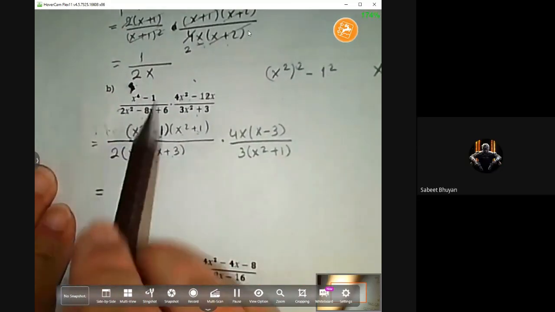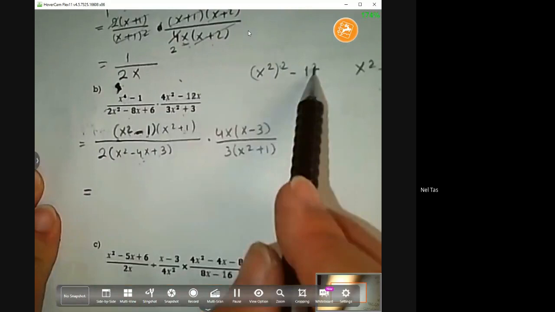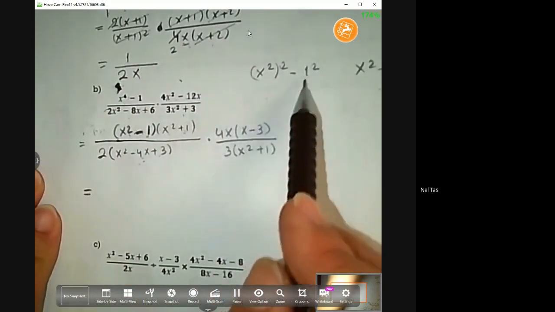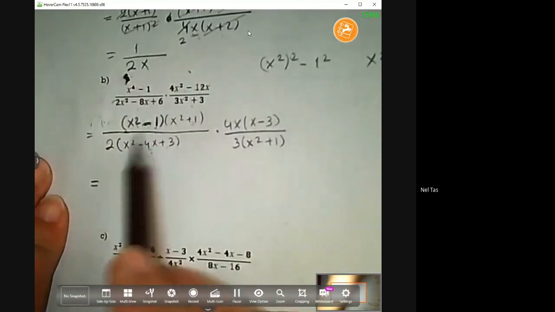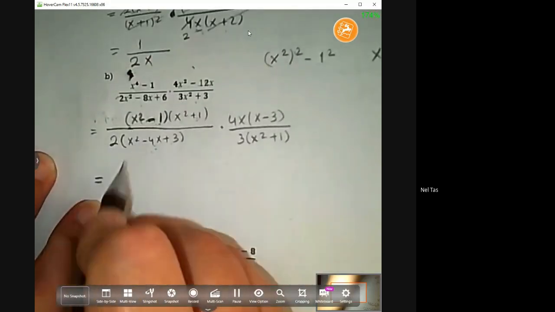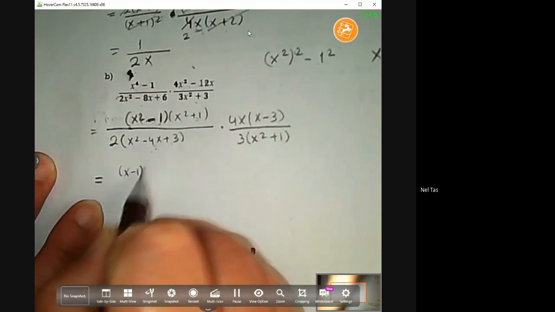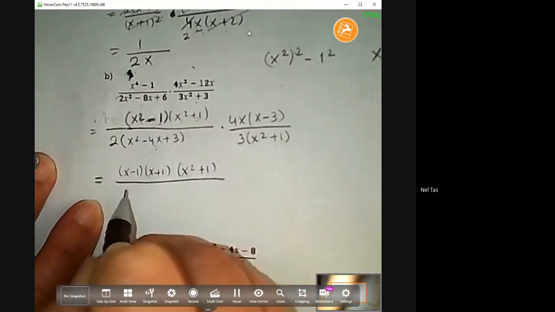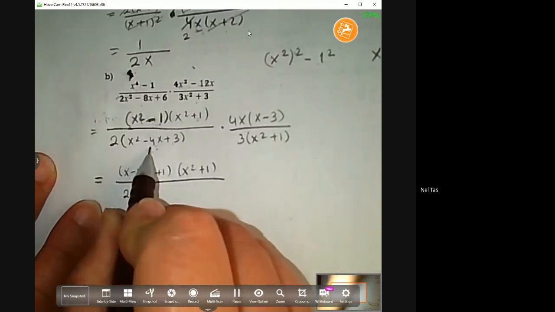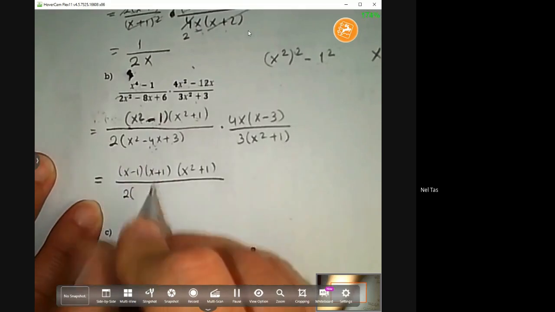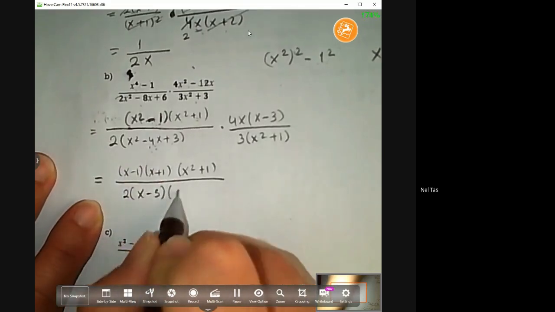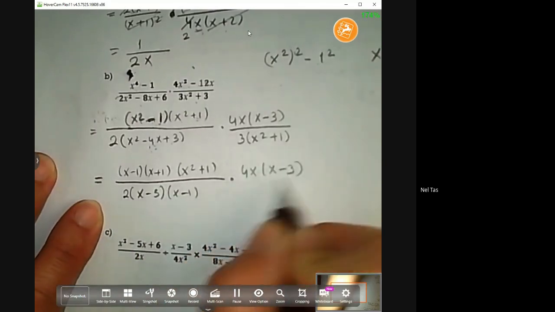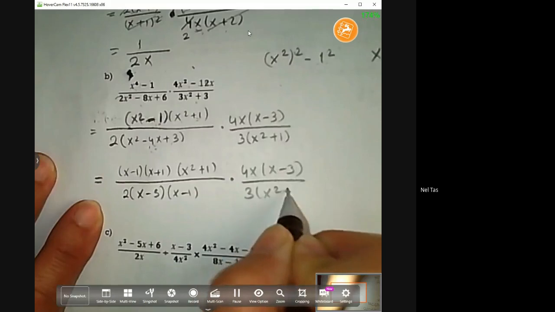Okay, do you mind taking another line? Yeah, sure. Thank you. First, this is a difference of squares, because x squared minus 1 squared. So you do (x squared minus 1)(x squared plus 1). So that is the first step. Now I will factor x squared minus 1. That gives you (x minus 1)(x plus 1)(x squared plus 1), because you have to factor as much as you can. Now factor x squared minus 4x plus 3: (x minus 3)(x minus 1) times 4x(x minus 3), 3(x squared plus 1).